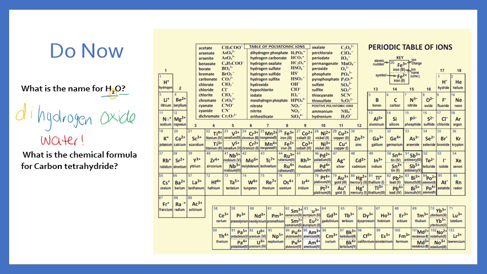Okay, what is the chemical formula of carbon tetrahydride? Well, here's carbon. There's nothing else with it. There's no di or tetra or penta, so we know that there's just one of them, so it's just C. Tetra means four, and hydride is hydrogen. So CH4 should be your answer for the chemical formula of carbon tetrahydride. Nice. Okay, let's move on.